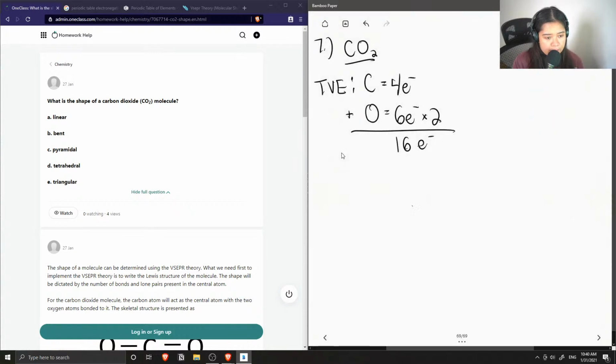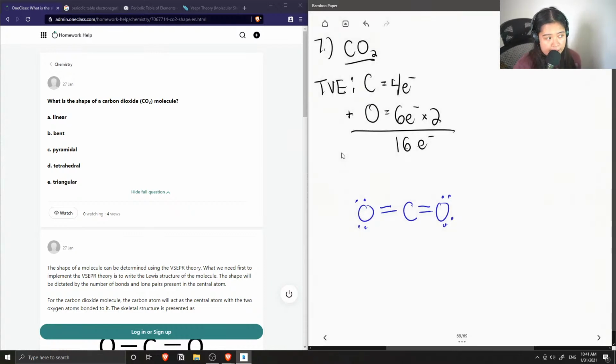So now let's try to draw out a skeletal structure. We can draw the carbon having 2 single bonds to each oxygen, but our carbon doesn't have a full octet, so each of these oxygens will be double bonded. And then I'll just draw in the lone pairs. And if I count out the number of electrons in this structure, where each bond contains 2 bonding electrons, we should get our total number of 16.